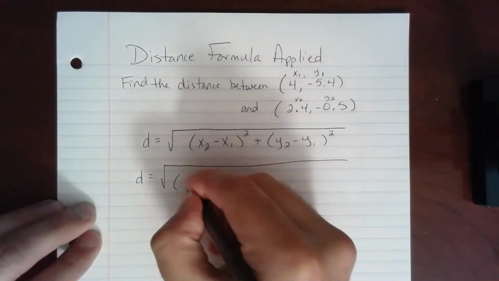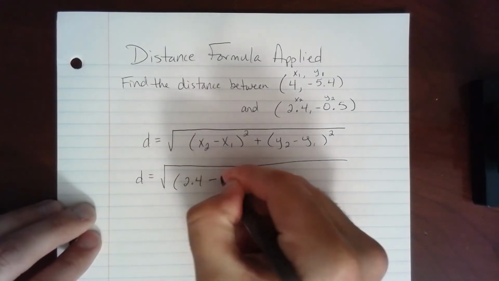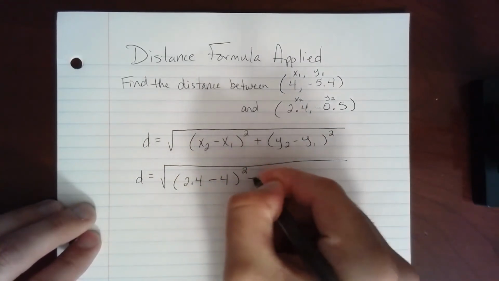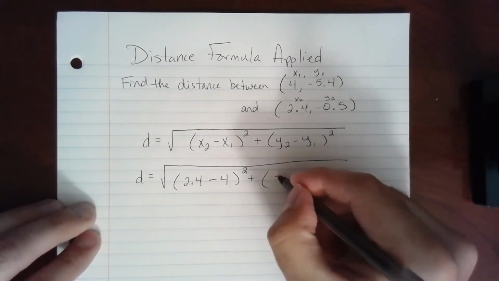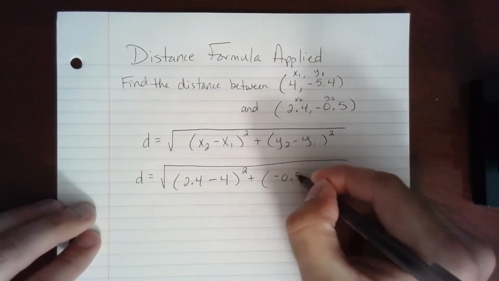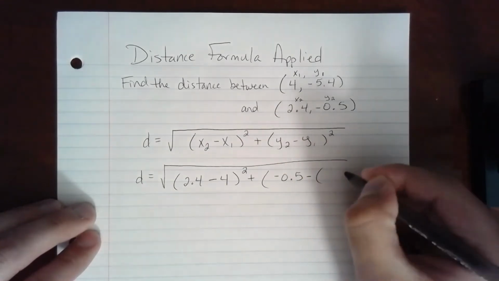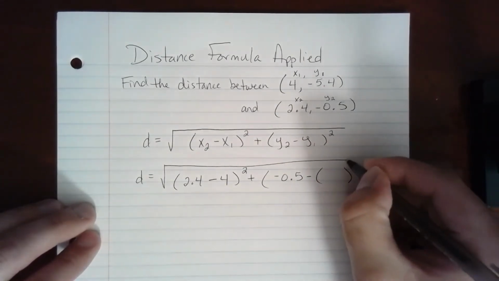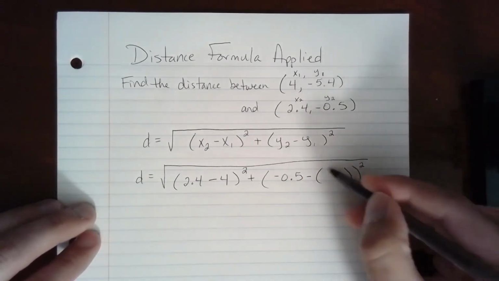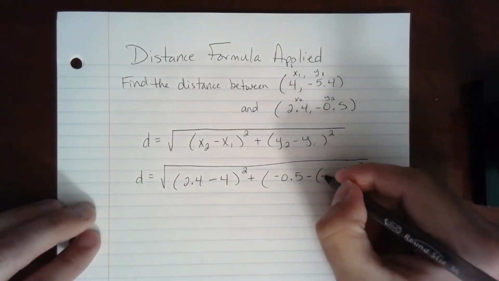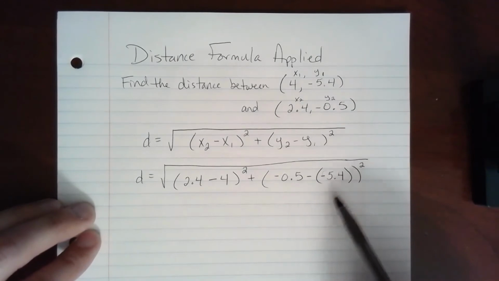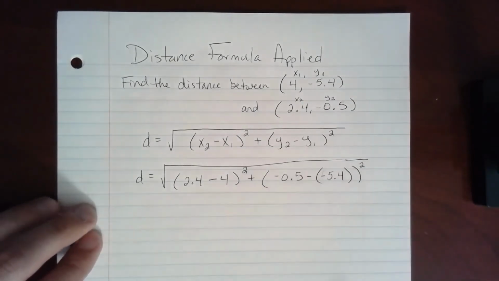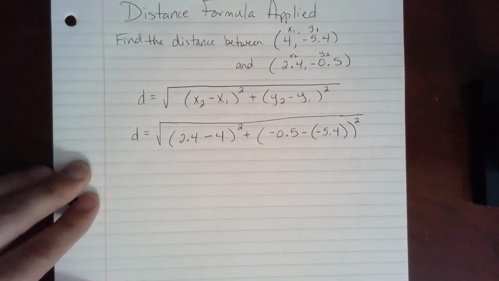So 2.4 minus 4 is going to be squared. And then the one that we want to be careful about, our y2 was negative 0.5 minus, and then I'm going to put another set of parentheses in here because inside these parentheses is going to be another negative number. That's the negative 5.4. And I want it to be clear that it's going to be subtracting a negative. That's very important to me to keep that focused and worked with.